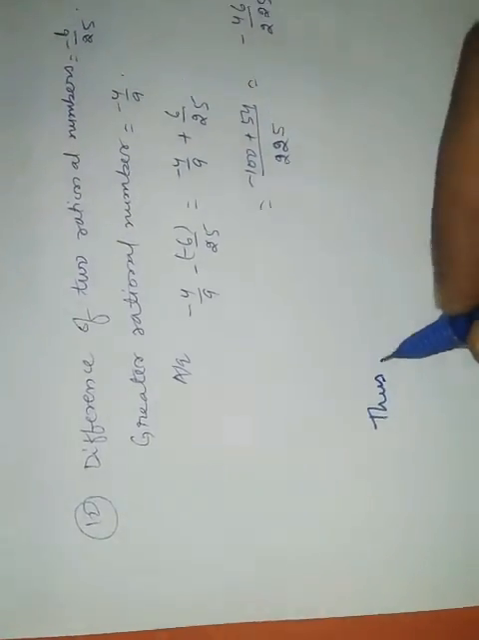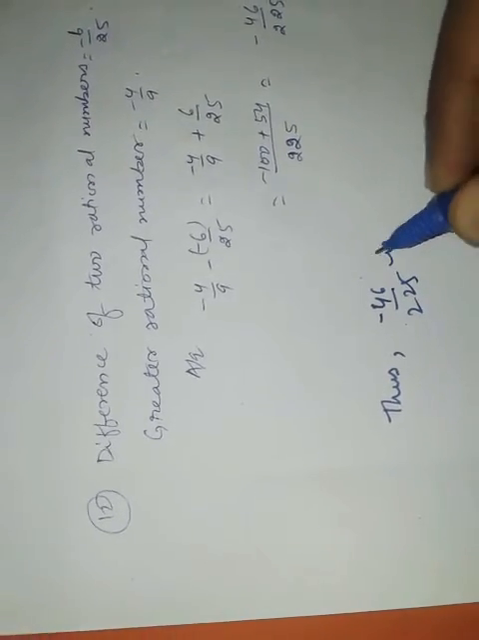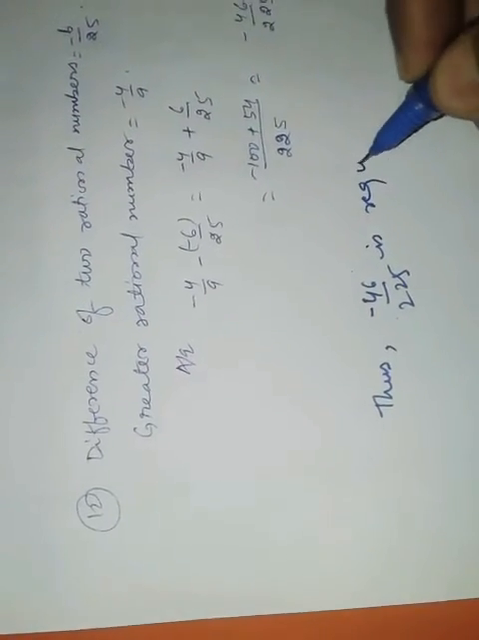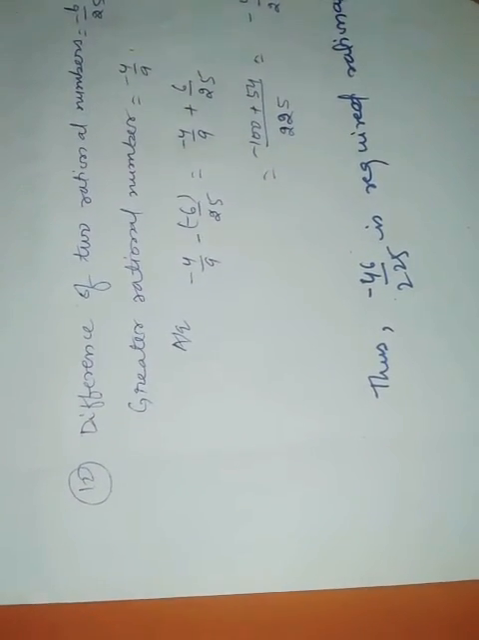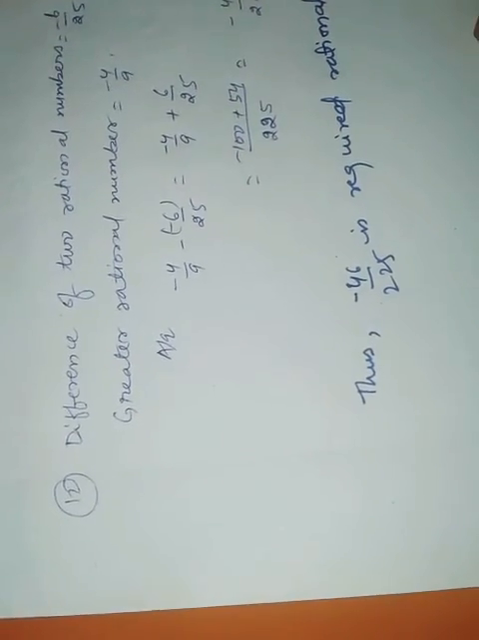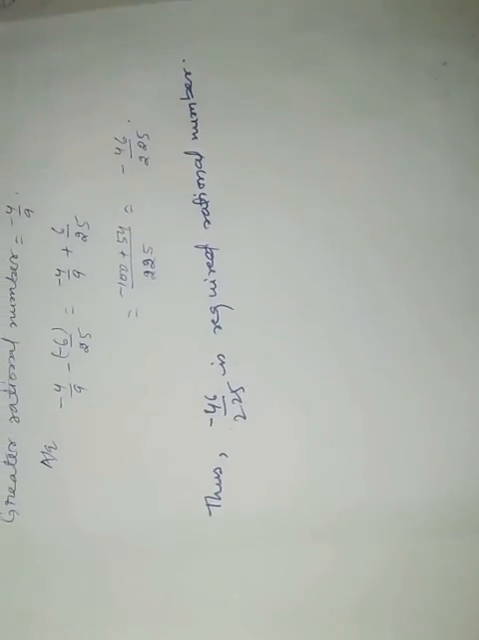So at last you have to write the concluding line: thus minus 46 by 225 is the required rational number. So you have to go like this, and in the next class we will discuss multiplication and exercise 3.3.